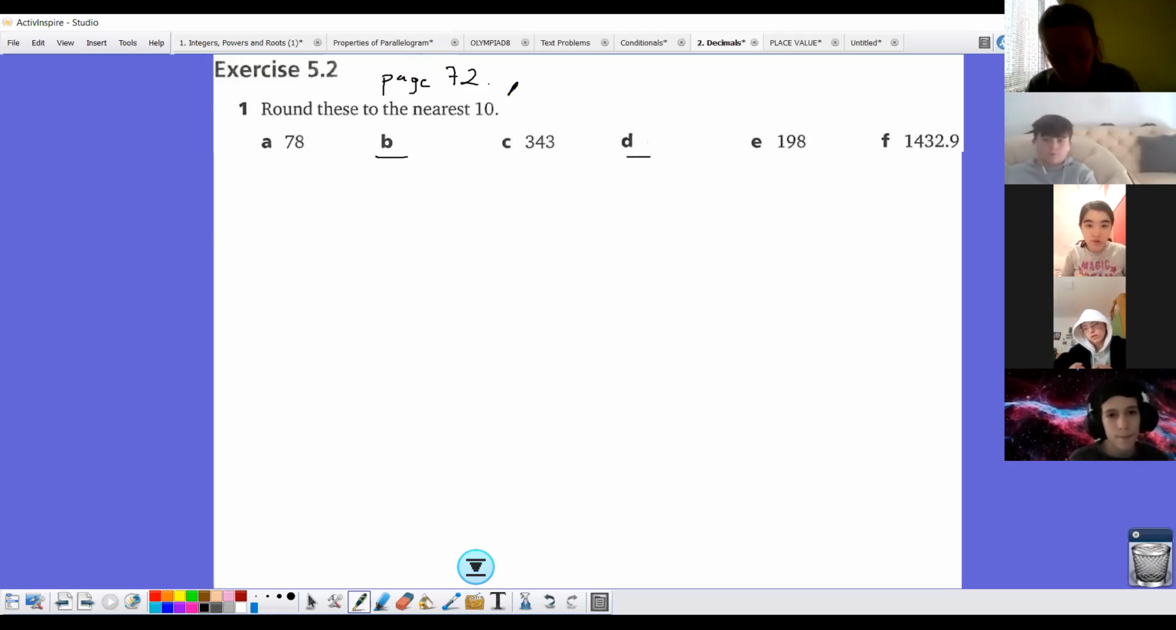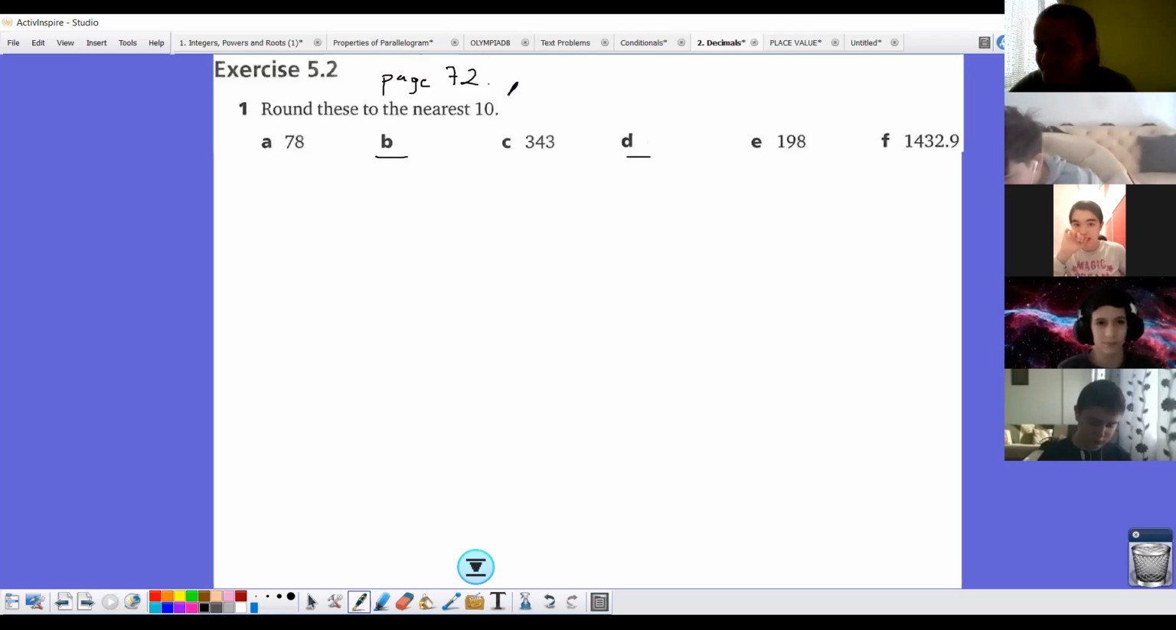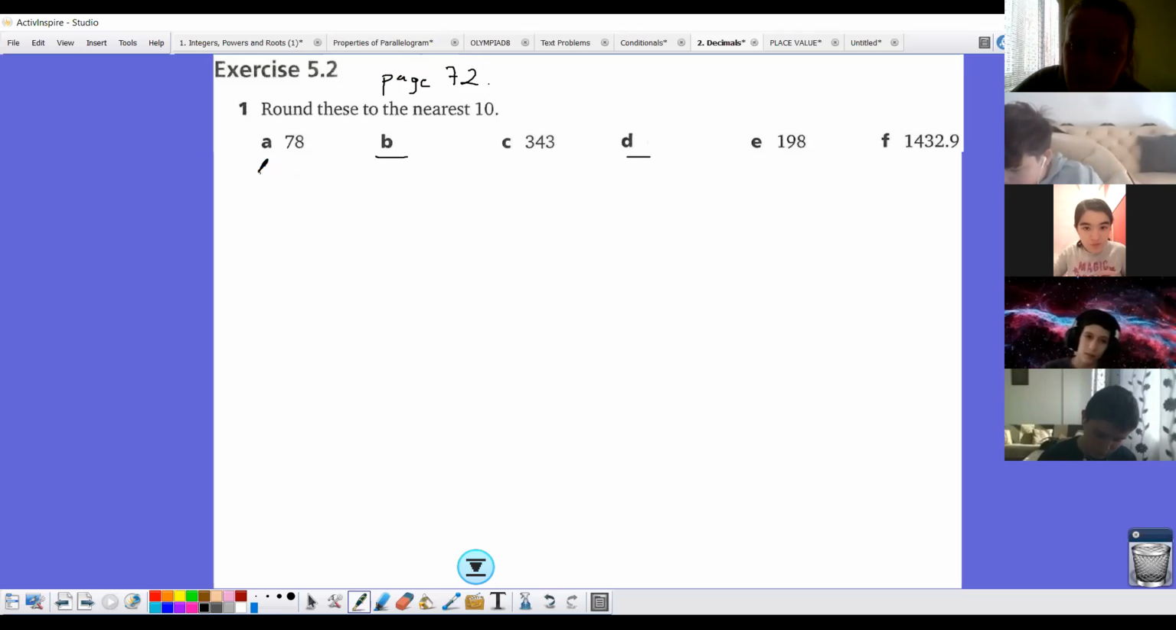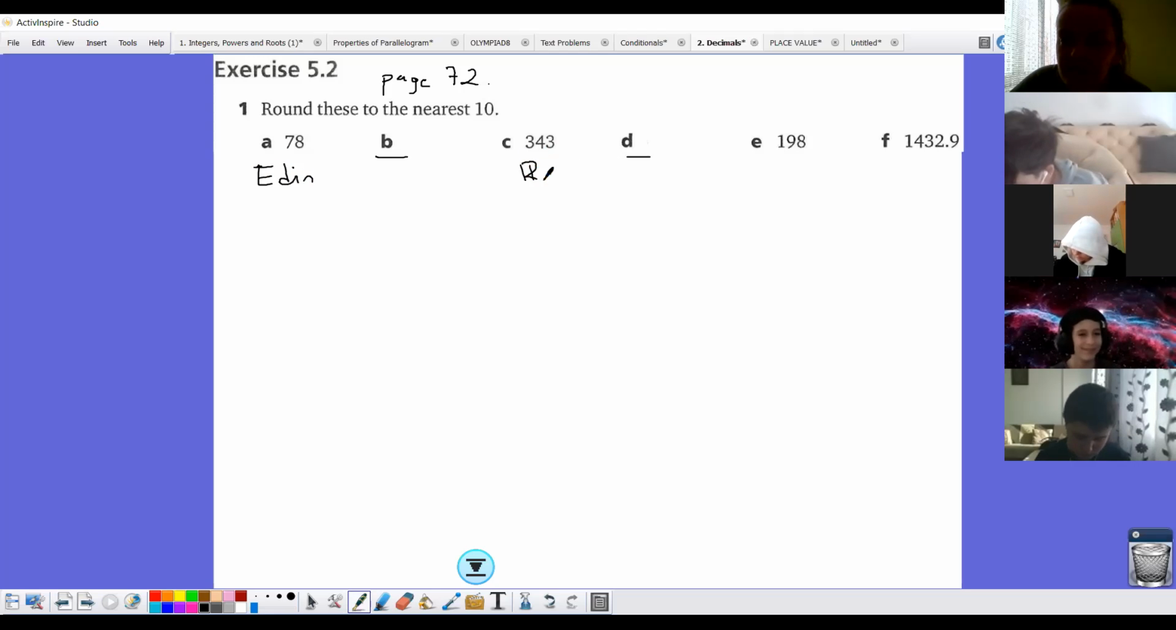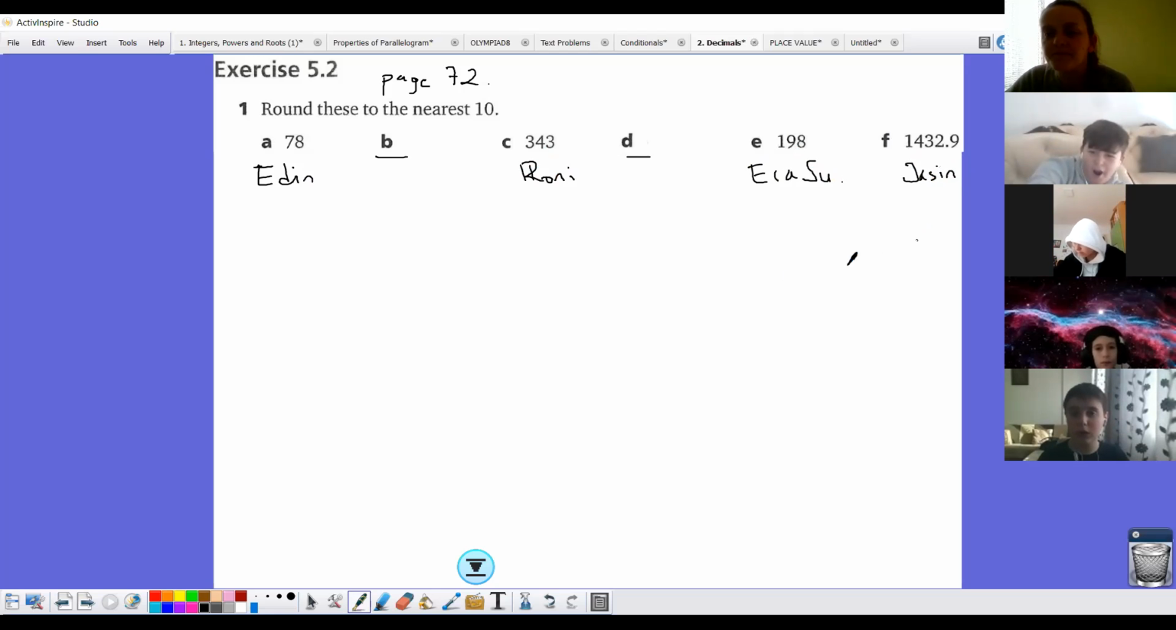Teacher, these ones are not visible. We're gonna do them in class. The other ones, we're gonna do from the book. Teacher, are we gonna do it like one person does A, one person does B? Yes. Can I do one? Yes, Edwin wants to do one first. Ronnie is C. Can I please do one? Era Suleimani will do E, and Yasin will do F.